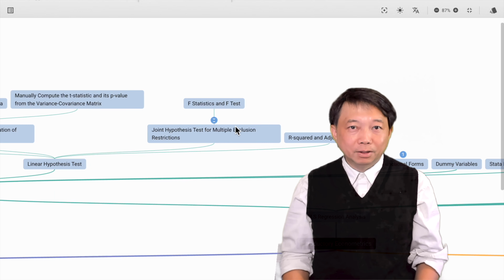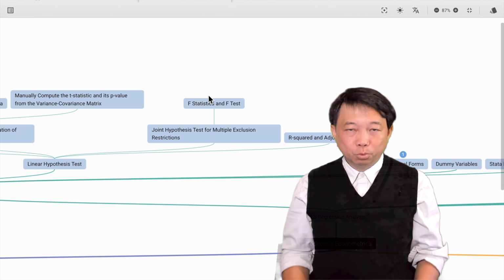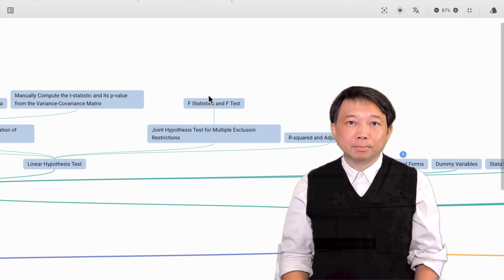Today, we have discussed the F-test for multiple exclusion restrictions.